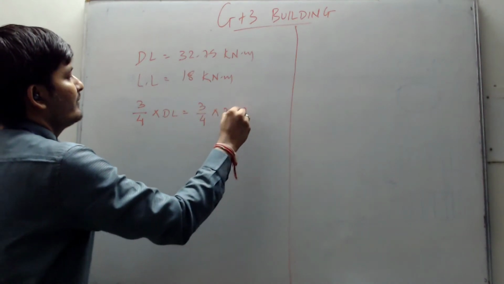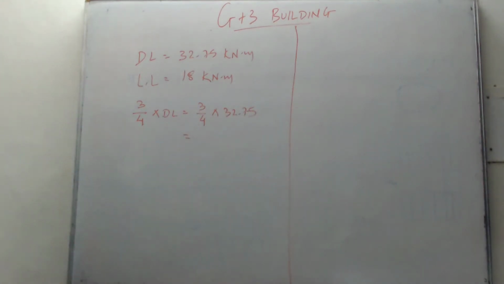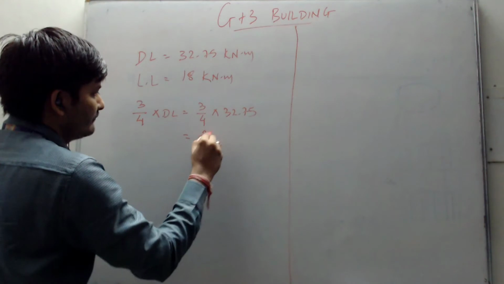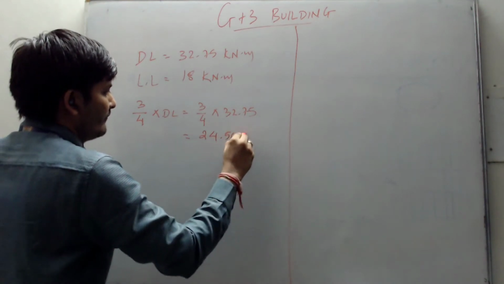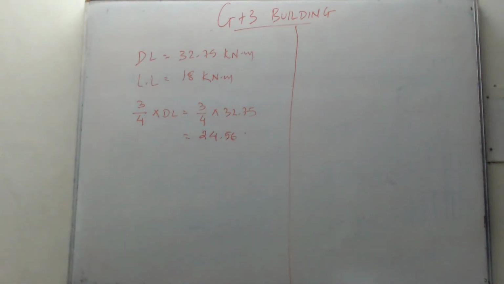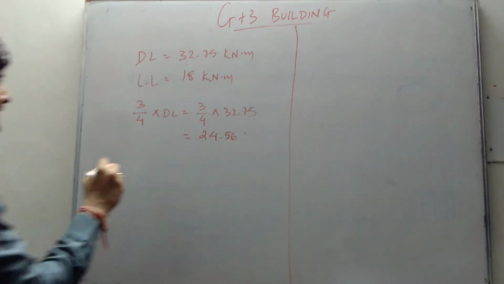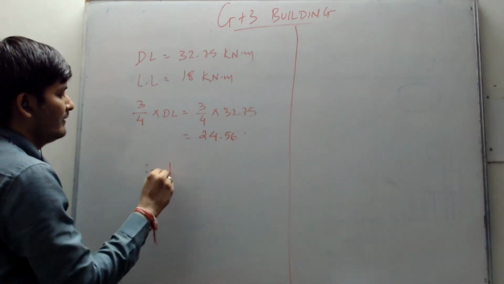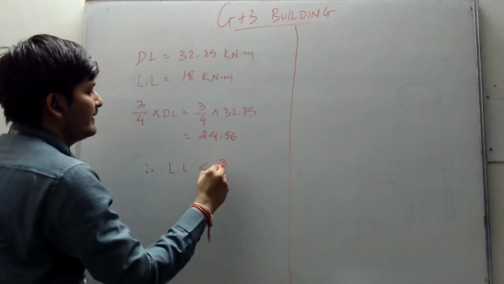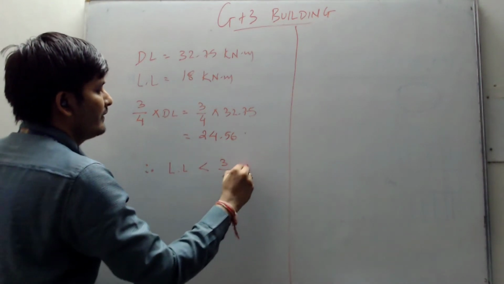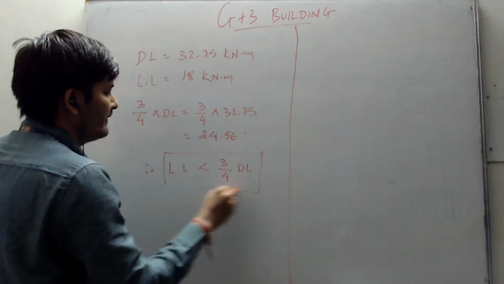If you calculate this value, you will get 24.56 kilonewton per meter, right? And so now here the live load is less than 3/4 of dead load. This is the condition that we are getting in our case. Live load is less than 3/4 of dead load.